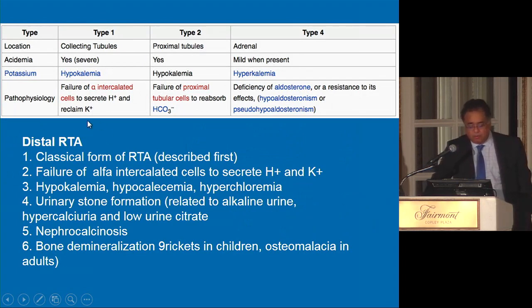The most common one that would cause this would be distal renal tubular acidosis, which is a classical form of RTA. And this was described first, so it's called type 1. And these patients have hypokalemia, hypocalcemia, and hyperchloremia, but they get urinary stone formation related to alkaline urine, hypercalciuria, and a low urine citrate, and they typically present with nephrocalcinosis.